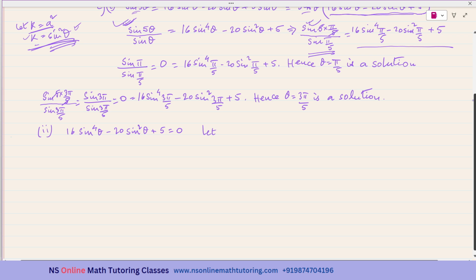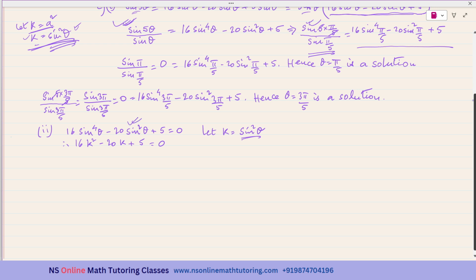Let k equal to sine square theta. Okay. Therefore, 16 sine to the power of 4 theta will be k square, so the equation becomes k square minus 20 k plus 5 equal to 0. Okay. And now since it is a quadratic equation, it will be having 2 roots. And we know theta equal to pi over 5 and theta equal to 3 pi over 5 are the 2 roots. Also, sine square pi over 5 and sine square 3 pi over 5 will also be the roots, because k is sine square theta.